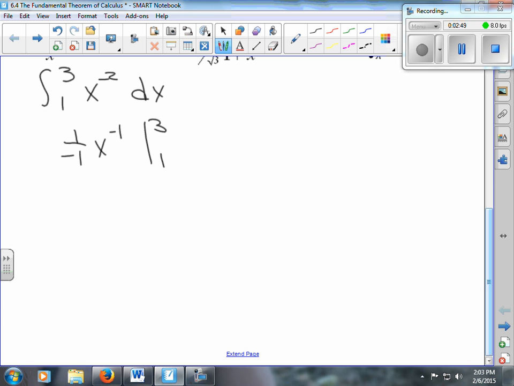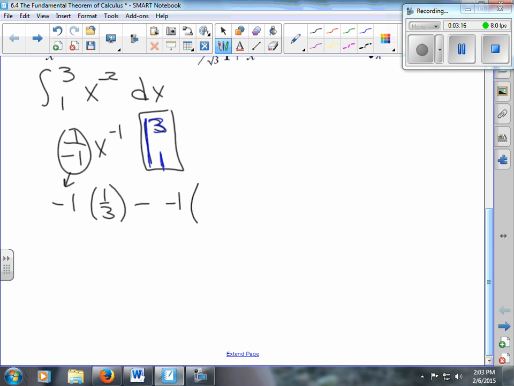And this notation right here, where I did this vertical bar, this is called an evaluate bar. And what that means to do is to evaluate this function at both of these numbers. That just means to plug both of those numbers in and then subtract. So when I plug 3 in, 1 over negative 1 is negative 1. I have 3 to the negative 1, or 1/3. Minus, now if I plug 1 in, I have negative 1 times 1. And so I have negative 1/3 plus 1, and the answer here is 2/3.